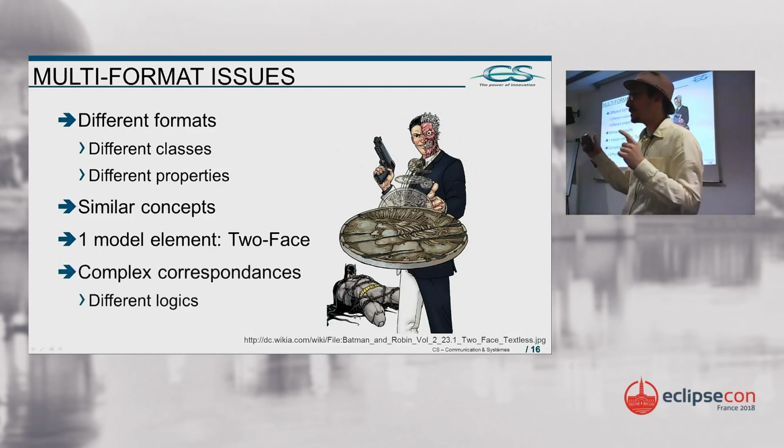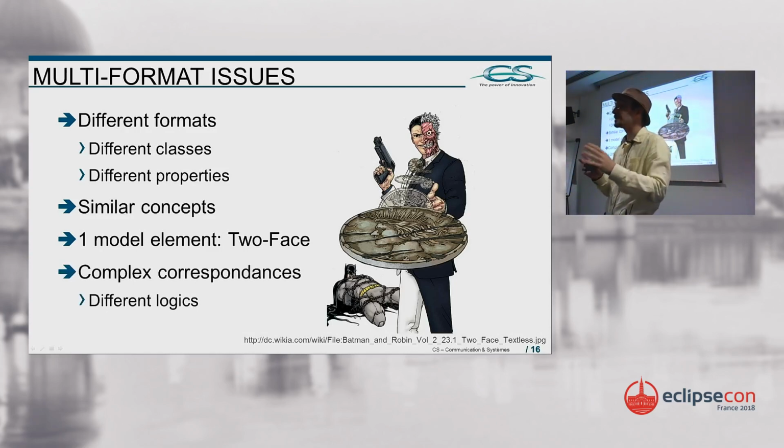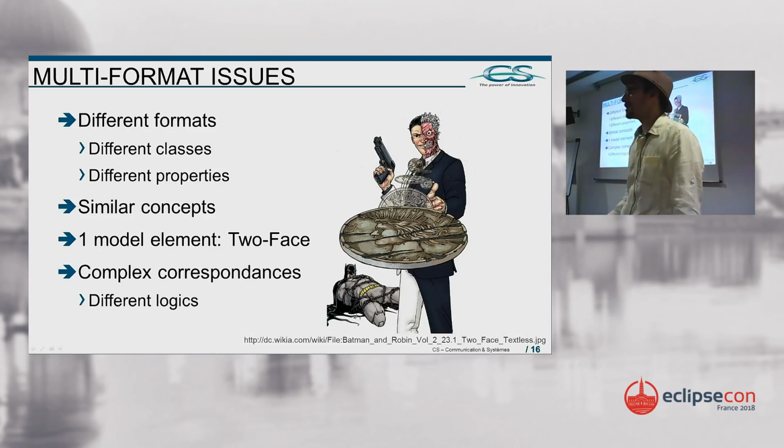And the correspondences are not obvious. They are not one-to-one correspondences. They are complex, the correspondences. The formats have different logics. For example, the XTCE format uses composition and inheritance between packets. That's why packets look like classes. Whereas the XIF format uses only composition. There's no inheritance for packets. So the mapping is not obvious.